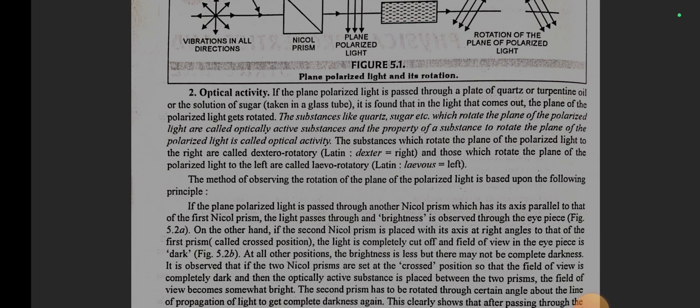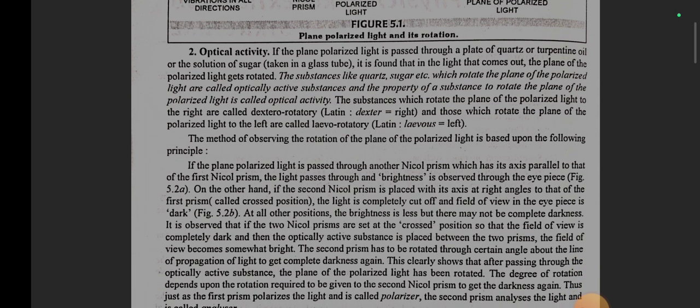2. Optical activity. If the plane polarized light is passed through a plate of quartz or turpentine oil or the solution of sugar, it is found that in the light that comes out, the plane of the polarized light gets rotated. Those substances like quartz, sugar, etc., which rotate the plane of the polarized light are called optically active substances, and the property of a substance to rotate the plane of the polarized light is called optical activity. The substances which rotate the plane of polarized light to the right are called dextrorotatory, and those which rotate the plane of polarized light to the left are called levorotatory.